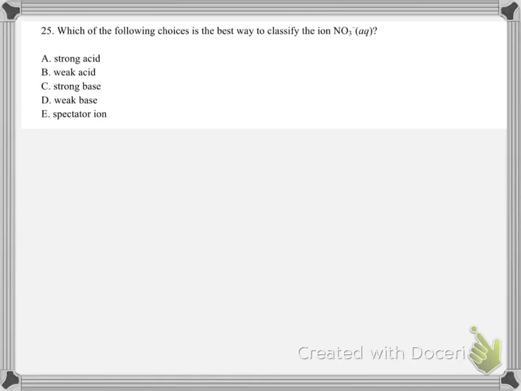The next question says, what's the best way to classify the nitrate ion, NO3-? Remember, this is the conjugate base of HNO3, right? And HNO3 is what type of acid? Well, it is strong. Remember, by definition, a strong acid, when it goes all out, is going to dissociate completely into H plus and NO3 minus, which means this is a negligible conjugate base.